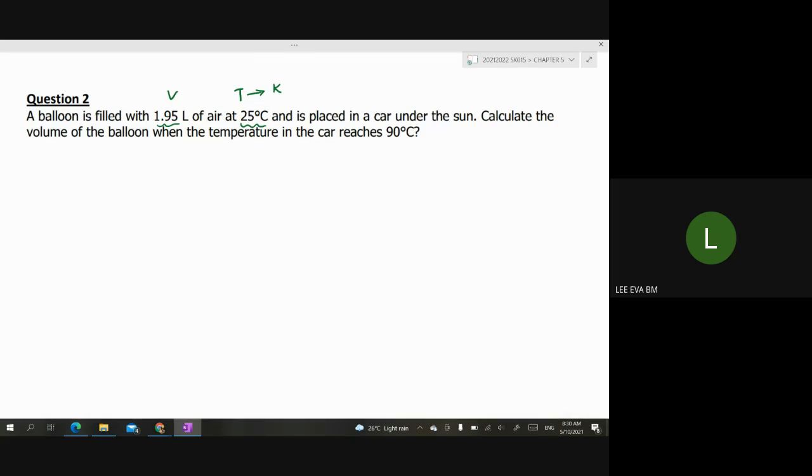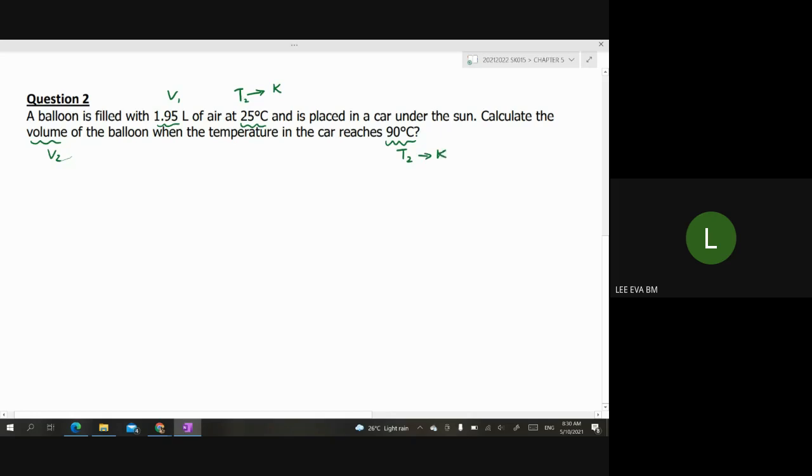So it is placed in a car under the sun. Calculate the volume of the balloon. So we have another volume, so we need to abbreviate. Write V1, V2. So when the temperature in the car reaches 90 degrees Celsius. Another temperature is here.